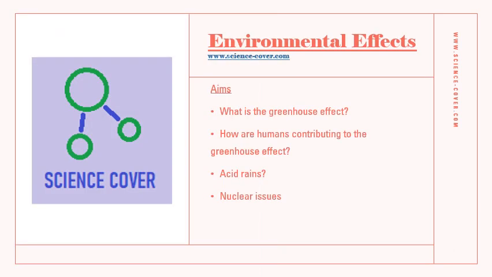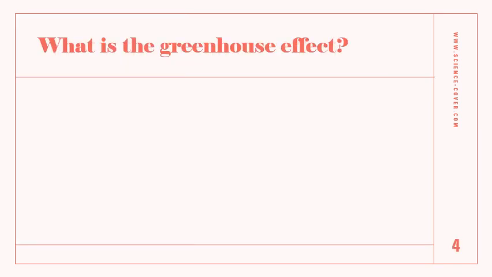In this lesson, we will focus on the environmental effects caused by different energy types. We will focus on the greenhouse effect and how humans are contributing to the greenhouse effect, look at acid rain, and investigate issues with nuclear power stations. First, let us investigate the greenhouse effect.